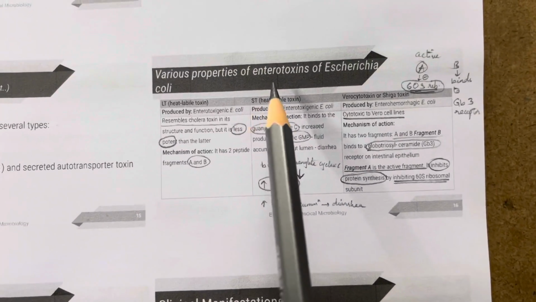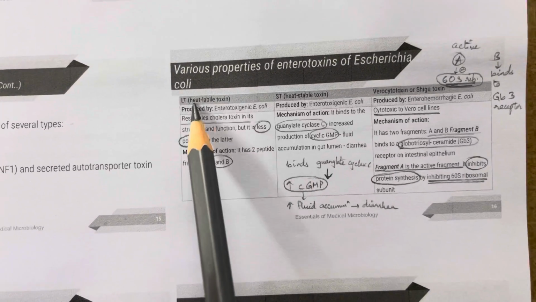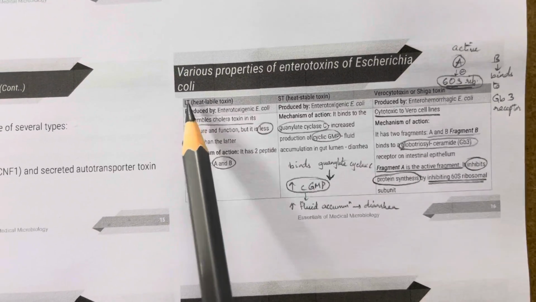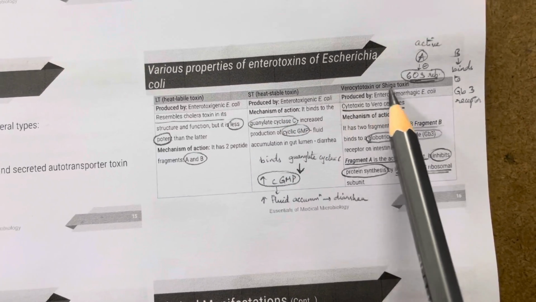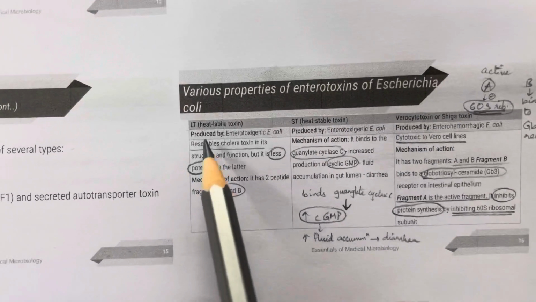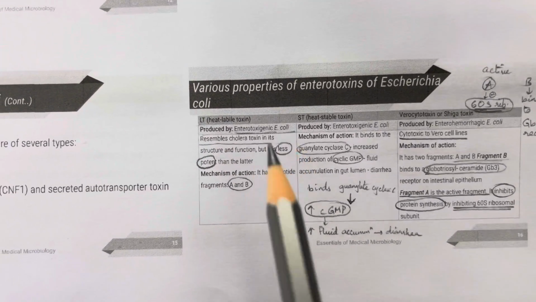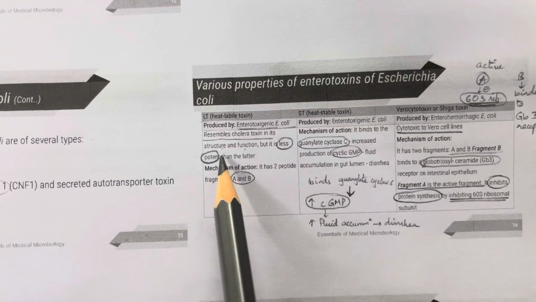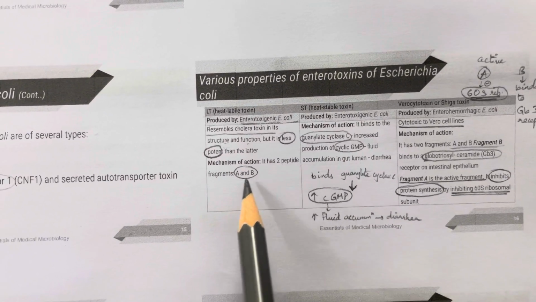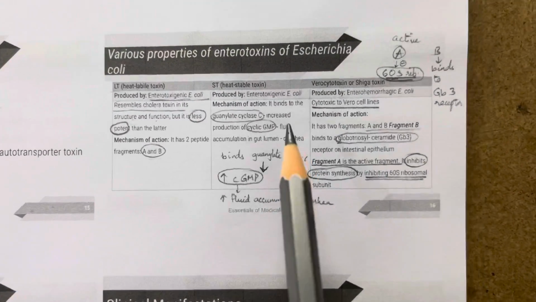So moving on to various properties of enterotoxins of E. coli. Basically you have heat labile toxin LT, heat stable toxin ST, and also verocytotoxin or Shiga toxin. LT toxin is produced by enterotoxigenic E. coli. It resembles cholera toxin in its structure and function, but it is less potent than the latter. Mechanism of action: it has 2 fragments, A and B. B for binding, A is the active fragment.